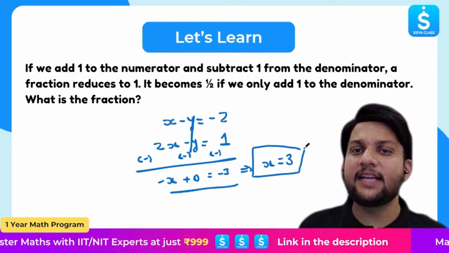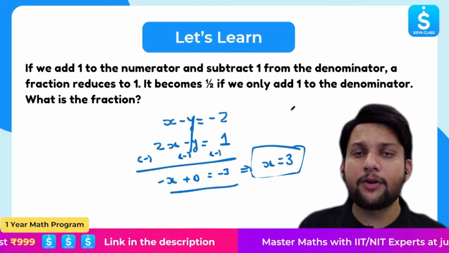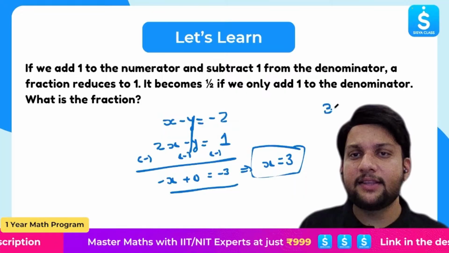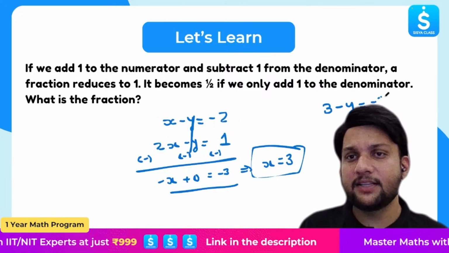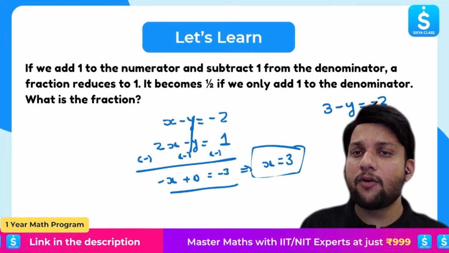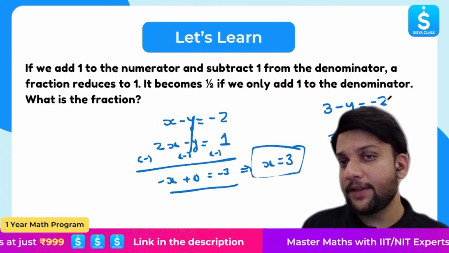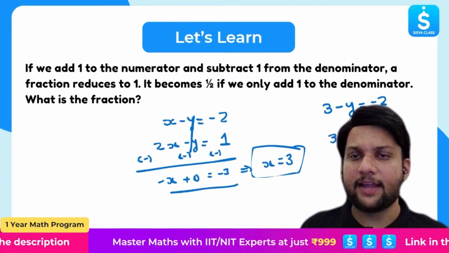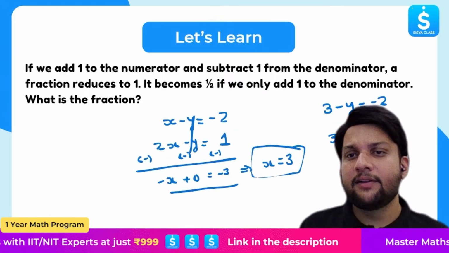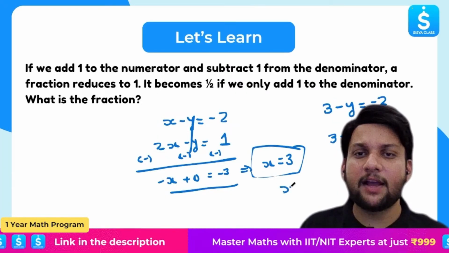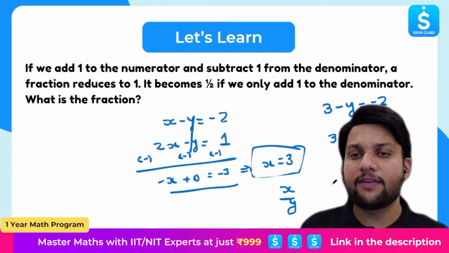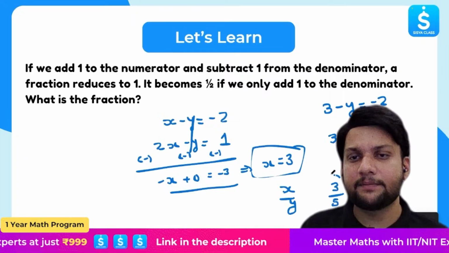Now, if I have found x equals 3, I will put it in any equation. I'm getting 3 minus y equals minus 2. I'm putting it in this equation. Now minus 2, I will take to the LHS, it will become 3 plus 2. Y, if I take it here, will become plus y. So y is equal to 5. So what was the fraction we assumed? x by y. x is 3, y is 5. The fraction is 3 by 5.